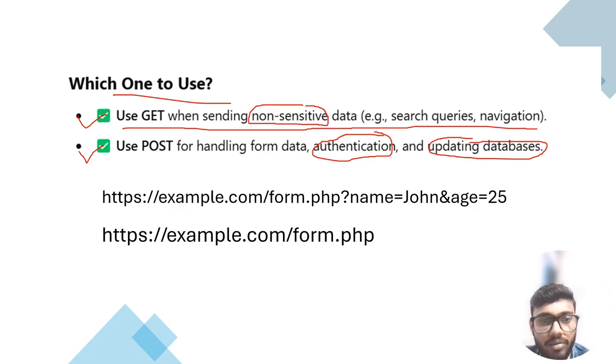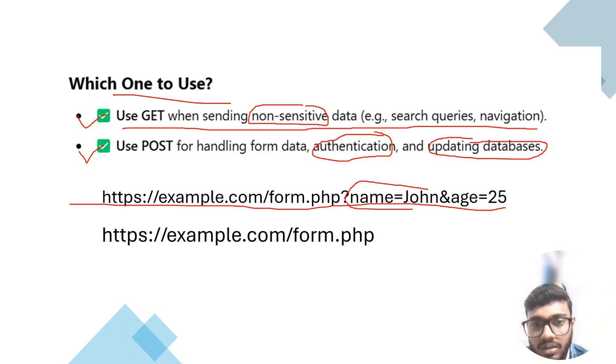And this is the example of GET and POST method. When you use the GET method, you clearly see this is the example of the GET method. In this URL, you clearly see the data is also written, meaning this data is sent to the server by this URL. So name is John and age is 25. The browser can easily see what data you send.